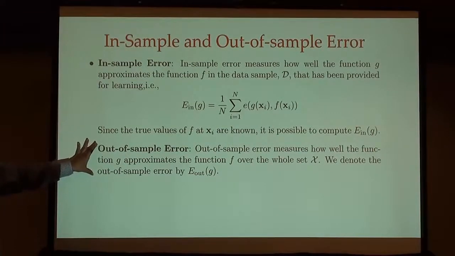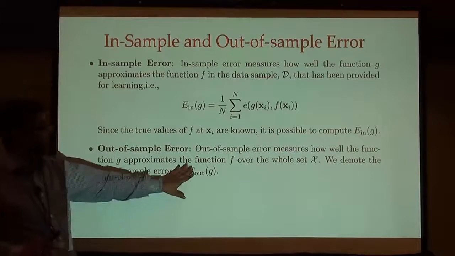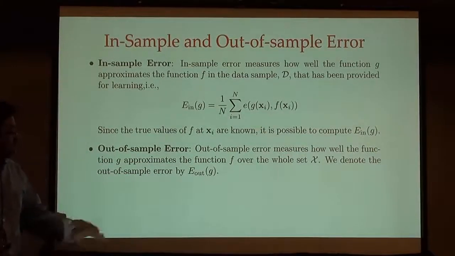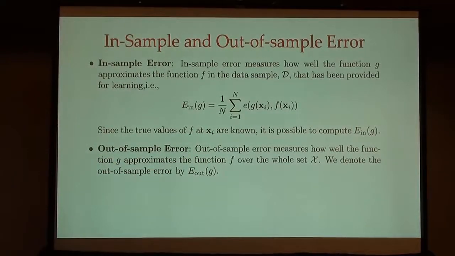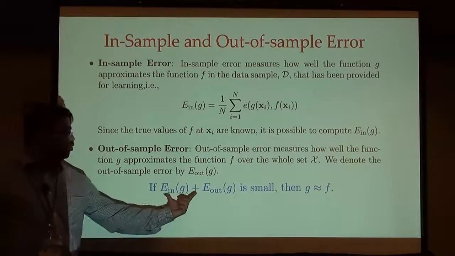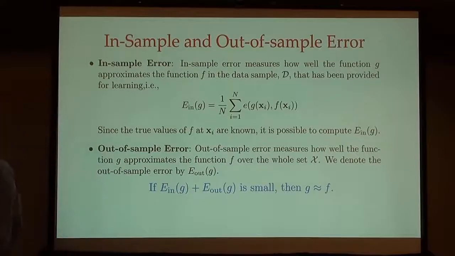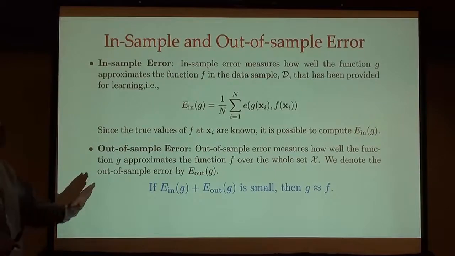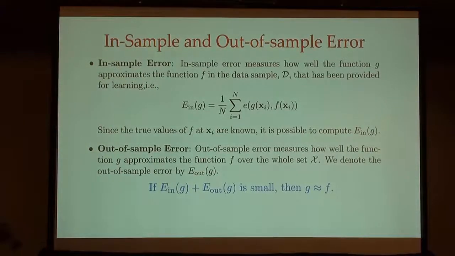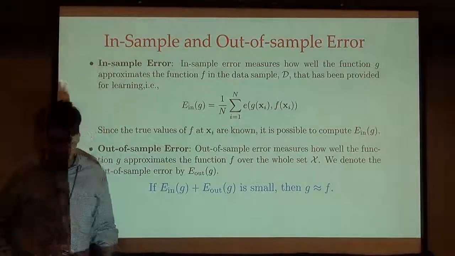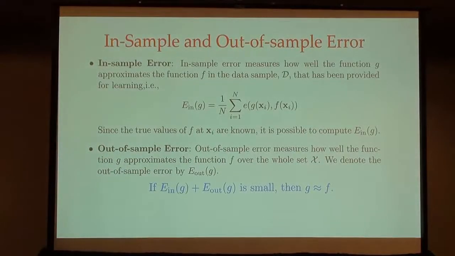And the key is the bottom one, the out-of-sample error. This is defined as something that measures how the function f is doing over the whole set X. Ideally what you want to do is minimize this, E_in(g) plus E_out(g), the sum of these two errors. If you minimize this, then you have learned your function pretty well over the entire domain capital X. And if this is small, then g is approximately f.